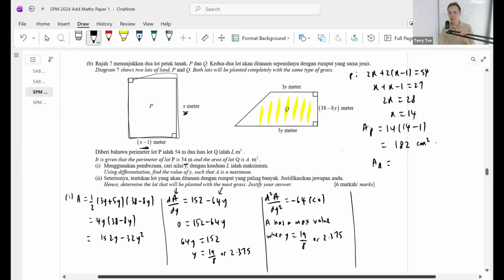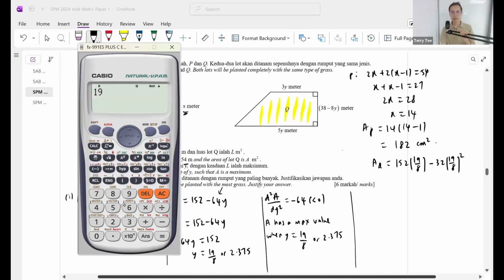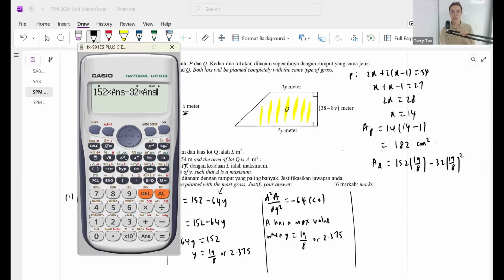So we take your y, which is 19 over 8, and substitute back inside your a here. This is the area of Q, the first part. So we take 152 times 19 over 8 minus 32 times 19 over 8 squared. For me, I'll type 19 over 8, press equal, and save it in my calculator. When you press equal, it will save as an answer. Every time you press answer, it will come out to be the same value. So take 152 times answer minus 32 times answer squared. You should get 361 over 2.